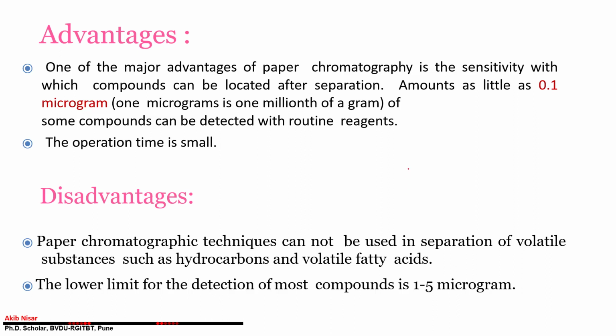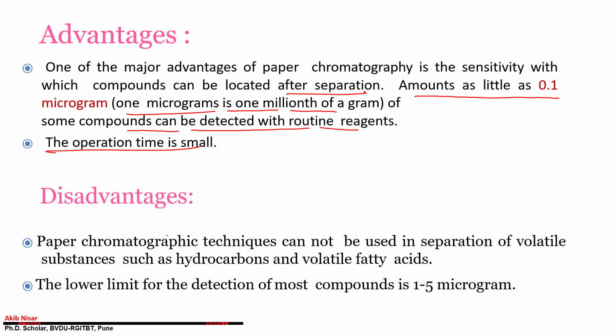One of the major advantages of paper chromatography is the sensitivity with which compounds can be located after separation. Amounts as little as 0.1 microgram, which is 1 millionth of a gram, of some compounds can be detected with routine reagents. Actually, I have performed this experiment with amino acids. You put a very dilute amino acid composition and a very small amino acid spot, maybe only 1 or 2 millimeters, but you can still see good separation of the amino acids. And obviously the operation time is short. In the next 4 to 5 hours you will have results.